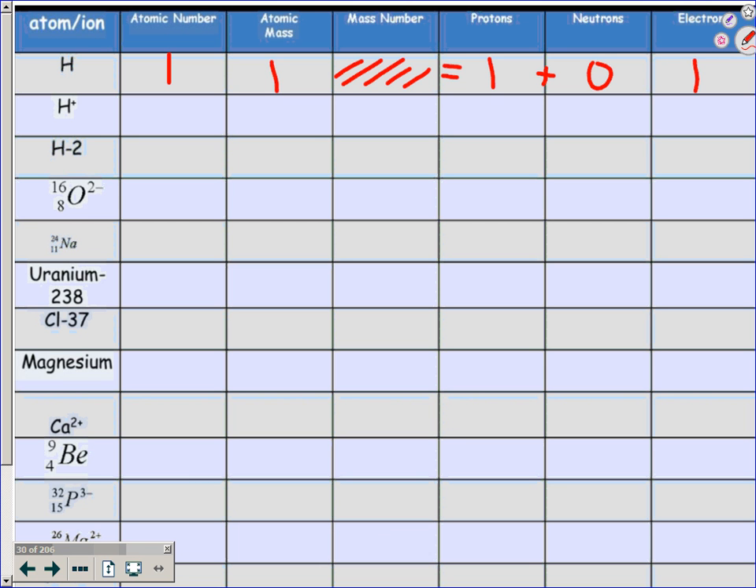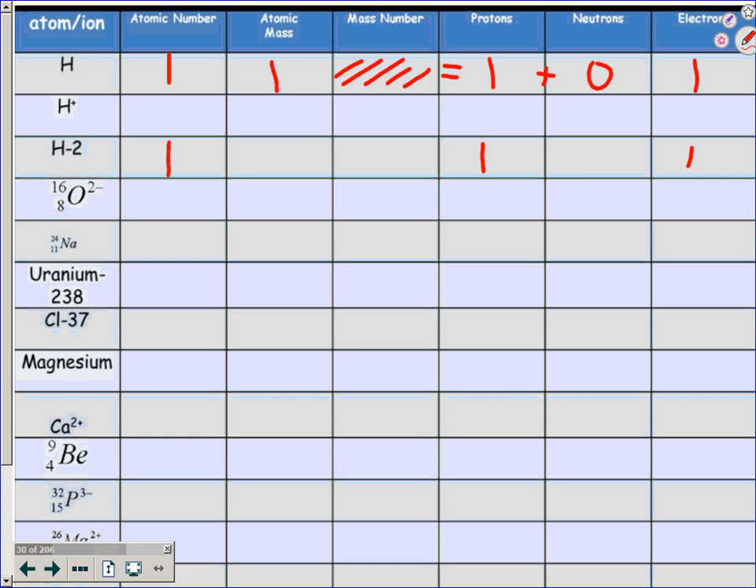All right, skip down to the third example, so H-2. So hydrogen 2. So what do we know? Atomic number is 1. Also, proton number is 1. Is it charged? No, so 1 what? 1 electron. Okay, so those are the easy ones to fill out first.